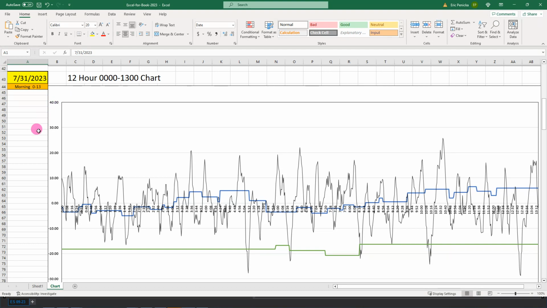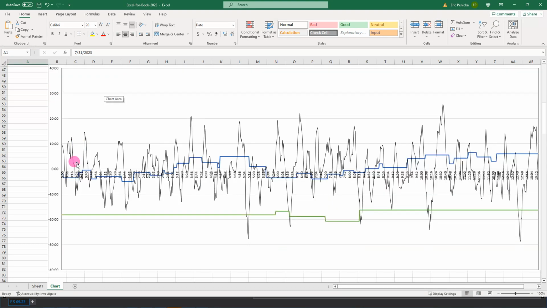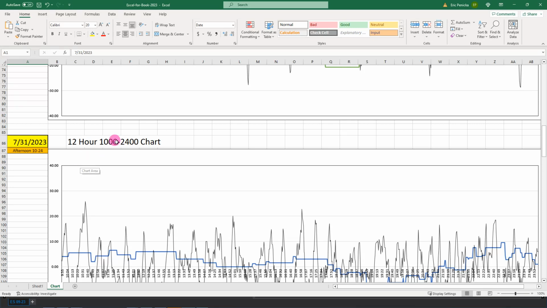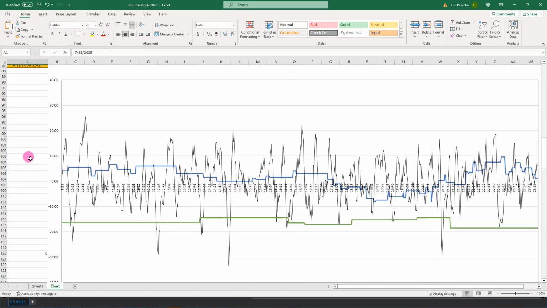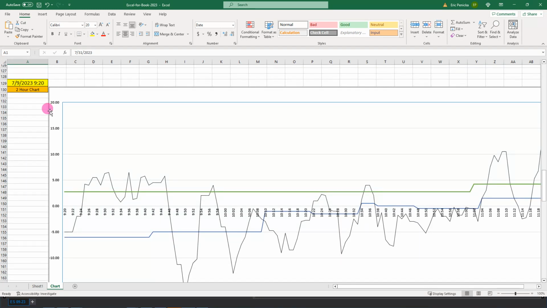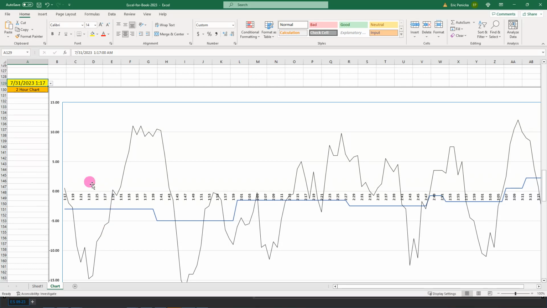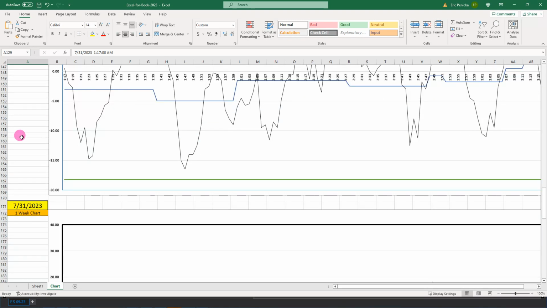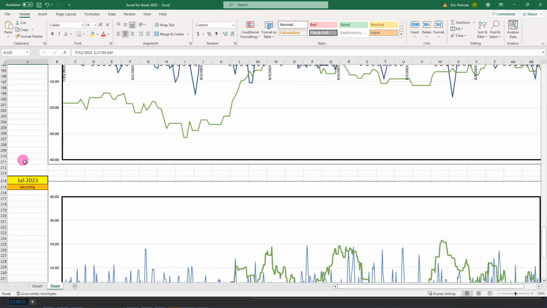You can also do a 12-hour chart from the midnight hour to noon, and then it goes from noon to 2400 for the afternoon portion. You can also select a 2-hour chart, so you can pop in whatever day and you can take a look at any particular 2-hour period during the day starting at any time. And this is the gray line. It's normally not shown on the blue line green line chart, but this is your fine tuner that gives you significant intraday pivot points. And then we have the weekly chart and the monthly chart.